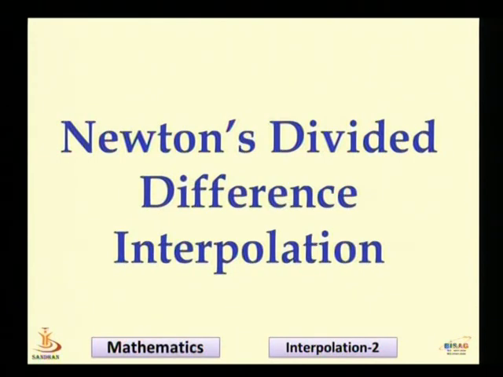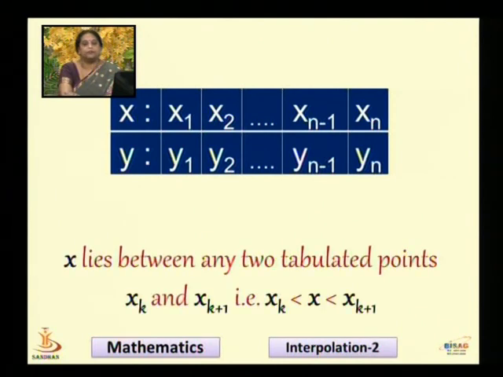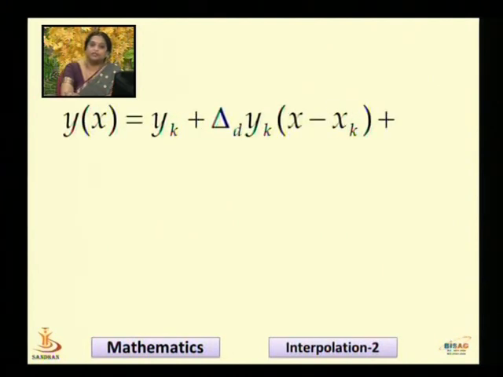Let us now have a look at Newton's divided difference interpolation method. Considering a tabulated set of n points given by x1, y1, x2, y2, xn minus 1, yn minus 1, xn, yn. If the point x to be interpolated lies between any two tabulated points xk and xk plus 1, that is anywhere in between the table, then we can make use of Newton's divided difference interpolation method provided the xi's are unequispaced.